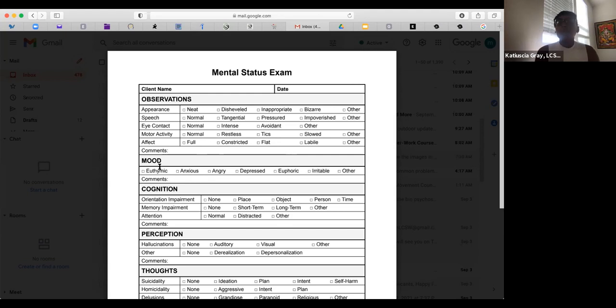We want to know about their mood. Is it euthymic, fine? Is it anxious? Are they angry? Are they depressed? Are they euphoric? Are they irritable? How was their mood throughout this session? We want to know a little bit about their cognition. We want to know if their orientation is impaired, and if they have memory deficits.